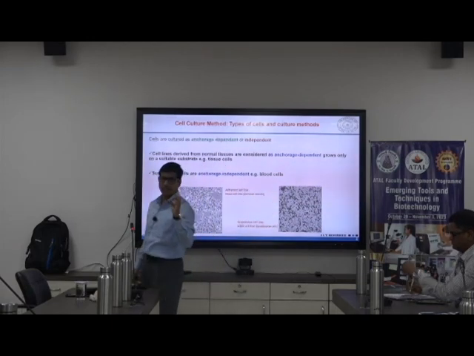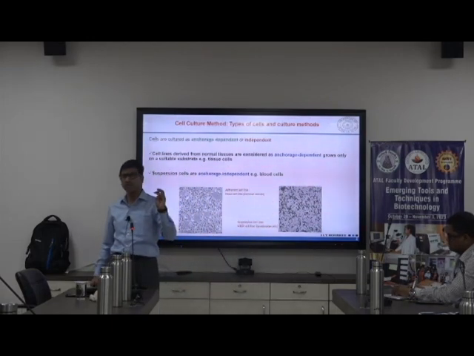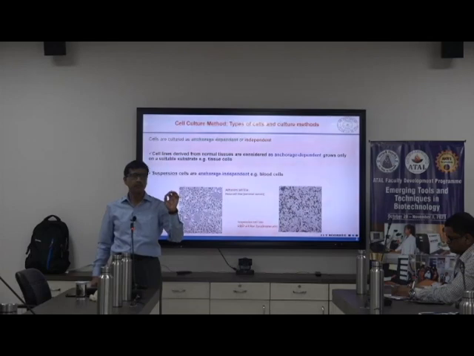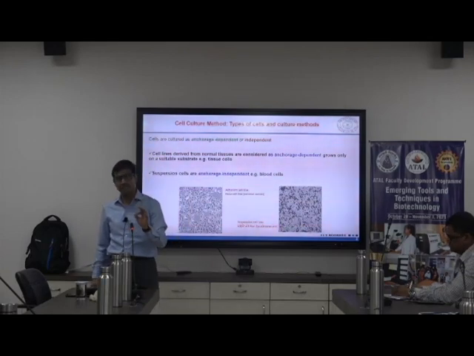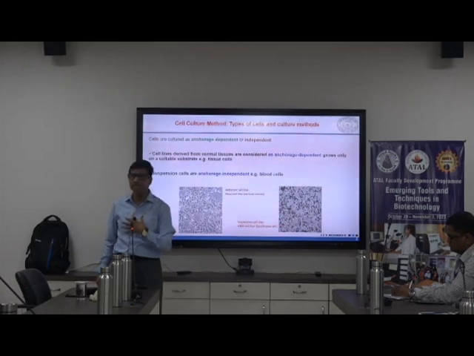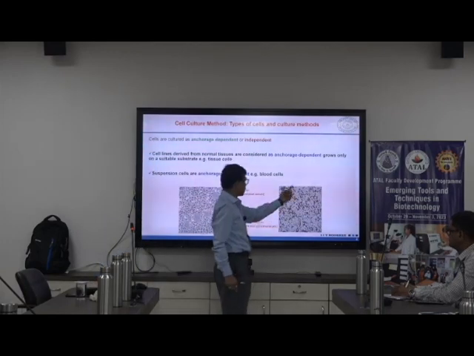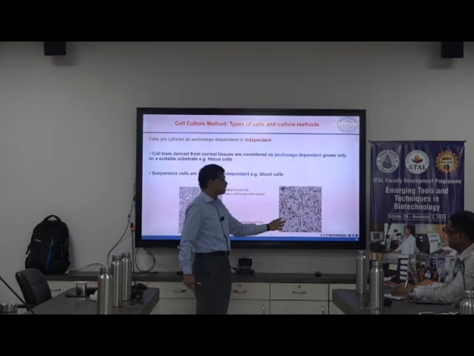Blood cells, like RBCs and platelets. If you are using blood cells for your experiments, they will never be adherent cells. They will always be suspended cells, because in the body also, blood cells remain suspended in the blood. So plasma and all, they float around. So here you can see cell lines, adherent here and suspended here. These are blood cells.